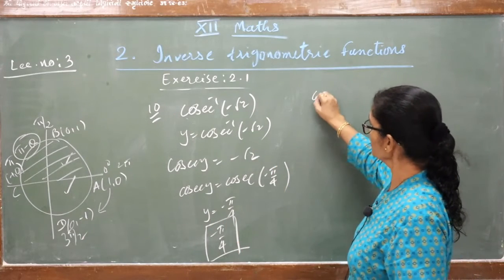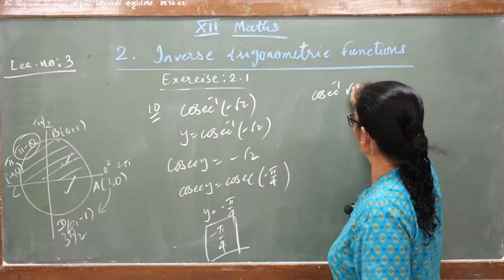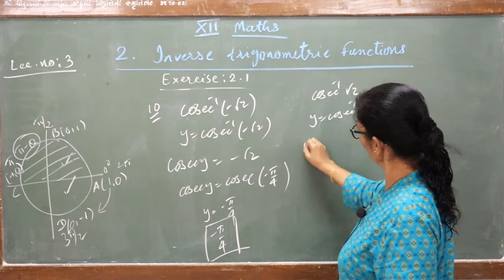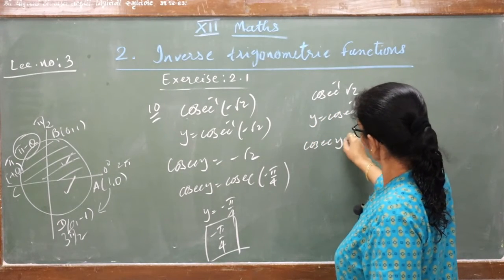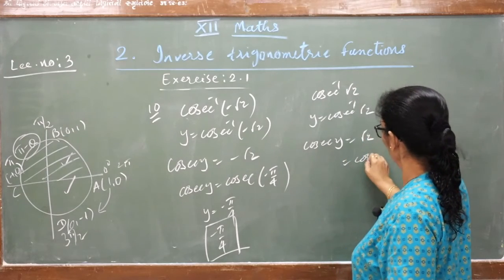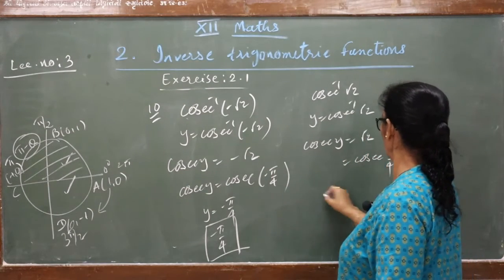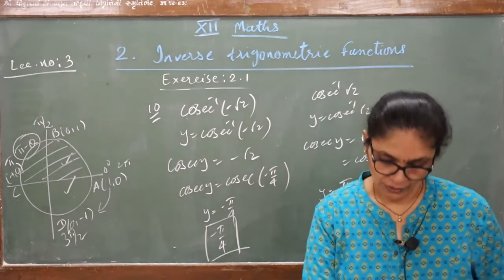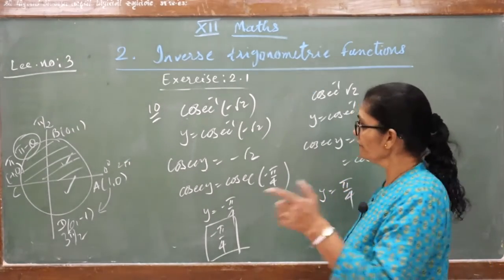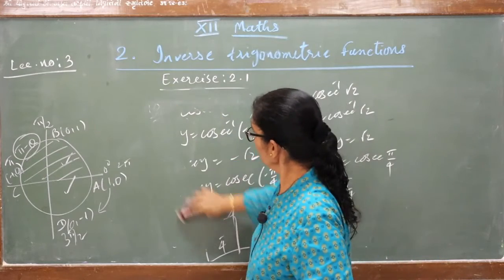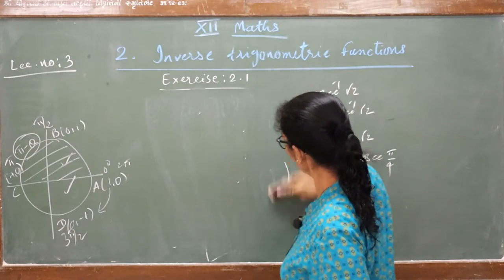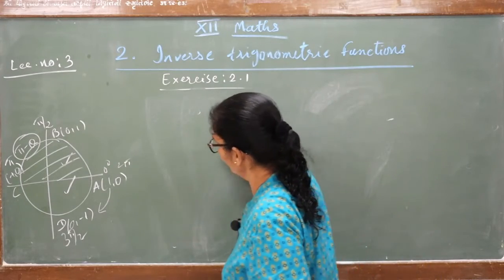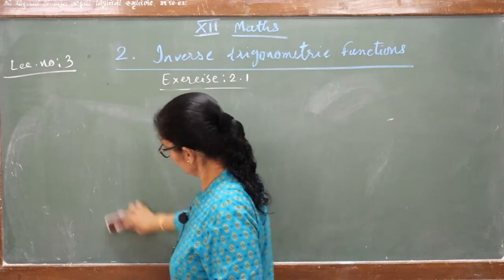Now the same question, suppose it is given with plus sign. So cosec inverse root 2, y equal to cosec inverse root 2 means cosec y equal to root 2 equal to cosec pi by 4. So here your principal value will be pi by 4. So this way we have completed our first method, in which, for MCQ type questions, you only have to write its quadrant and accordingly write the principal value. Now we start the next question.